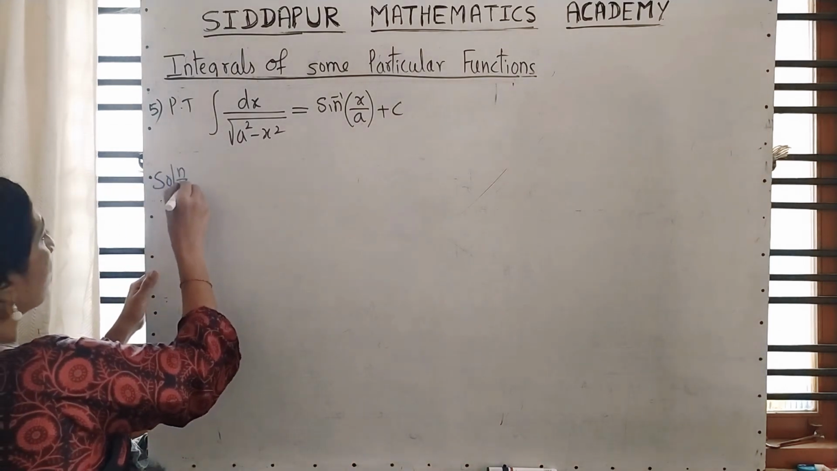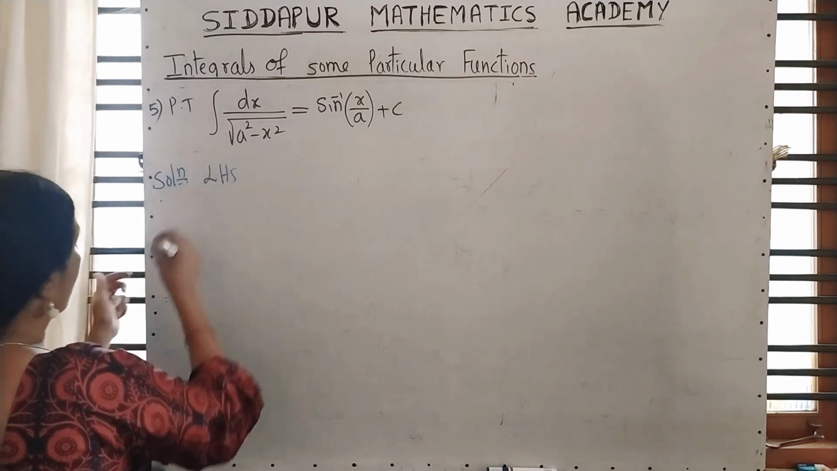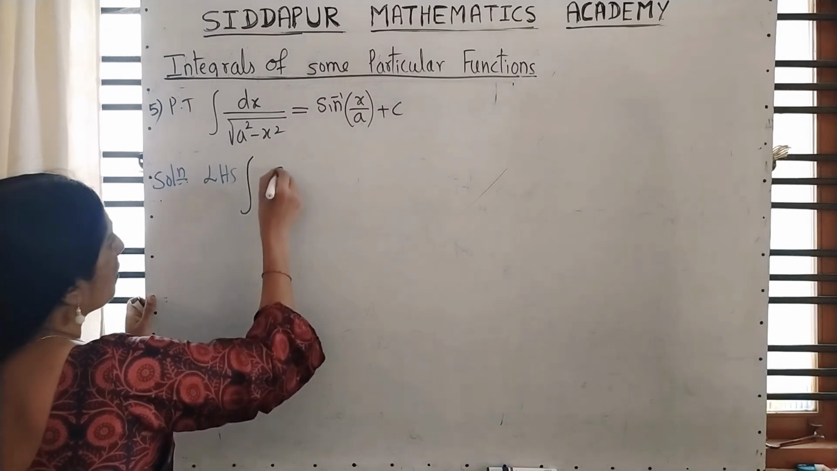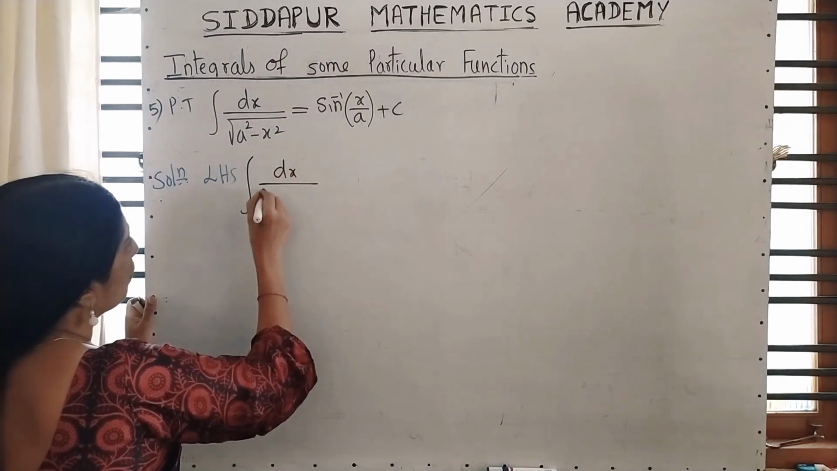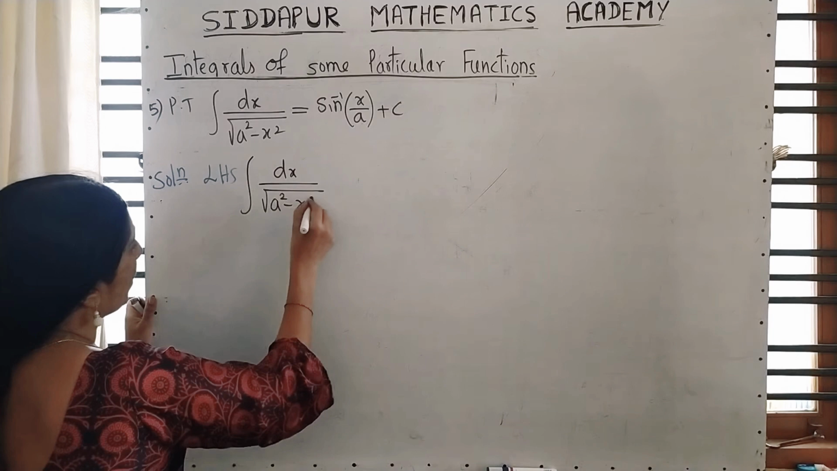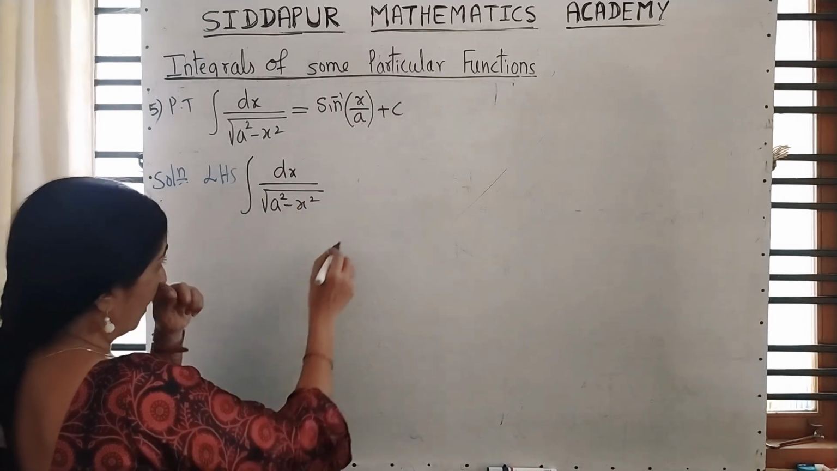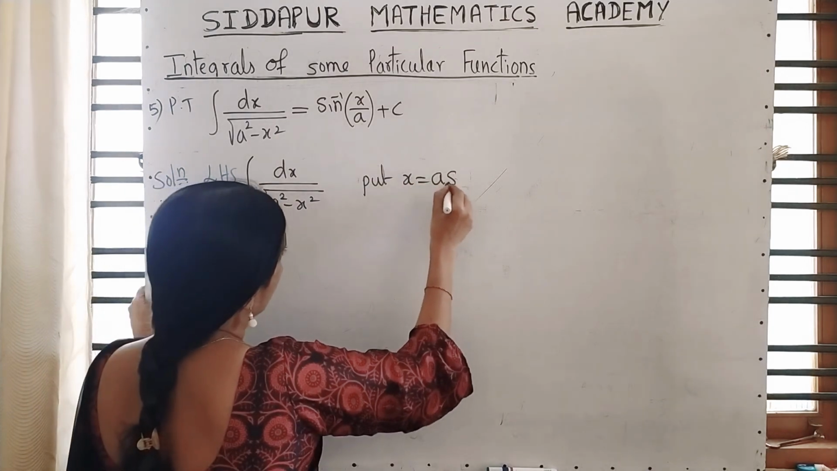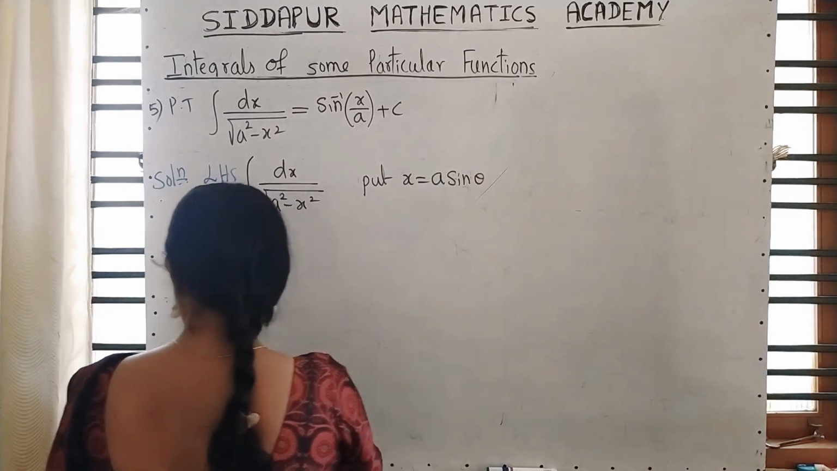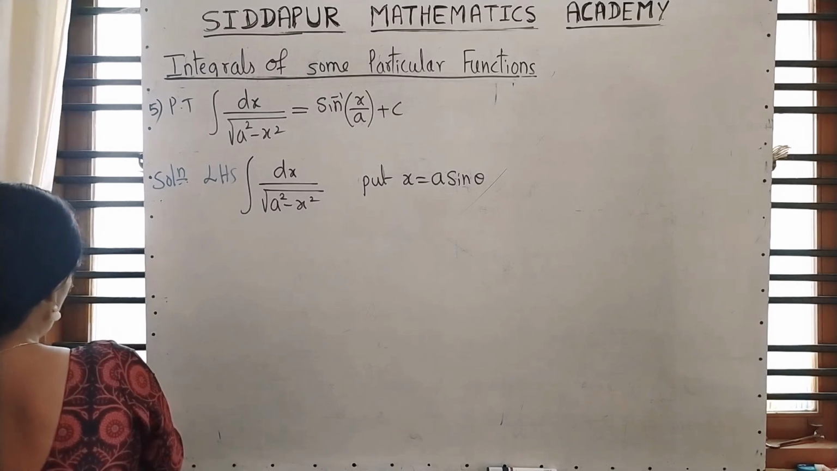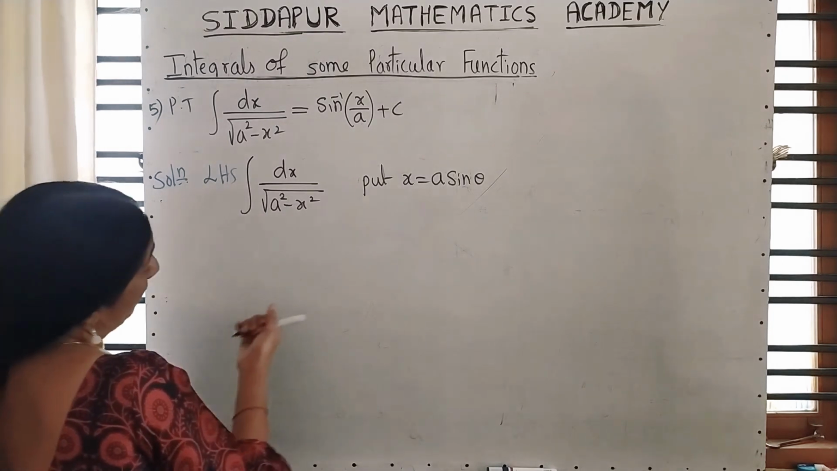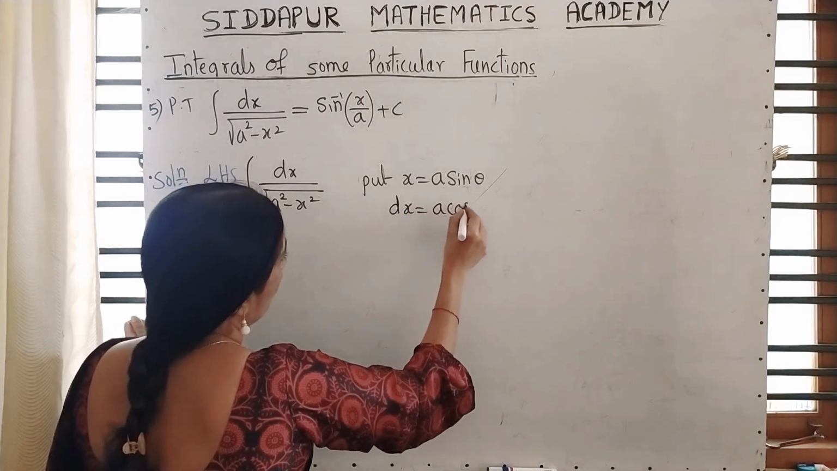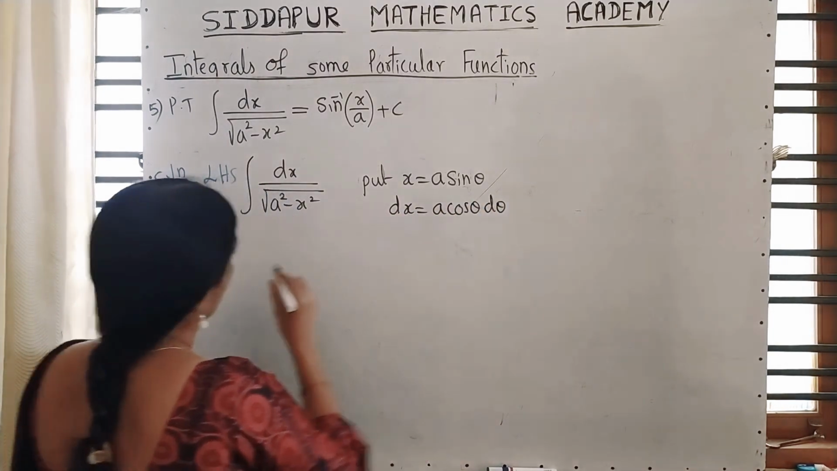In the solution, write down the LHS. dx upon root of a square minus x square. Because of this a square, I am writing, put x is equal to a sin theta. Understood? Whatever is there, that's only one unit you have to take. If it is a square, a. If it is 8 square, 8. dx is equal to a cos theta into d theta.